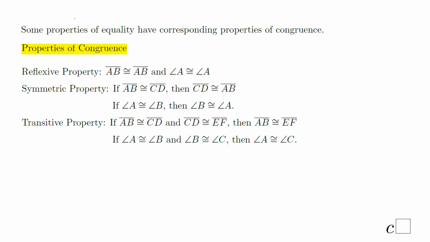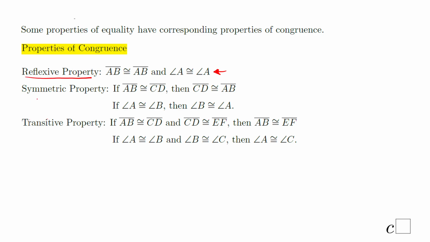The first one, reflexive property. If you notice here, AB congruent to AB, AB congruent to itself, angle A congruent to angle A, angle A congruent to itself. This is called the reflexive property.